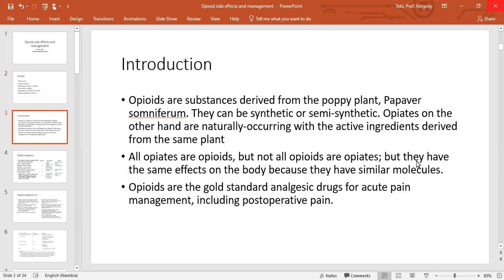All right, by way of introduction, we are familiar with opioids as an institute. They are the gold standard for pain relief in acute pain management, especially post-operative pain. These are substances derived from the poppy plant known as Papaver somniferum. Opiates are different from opioids slightly because opiates are naturally occurring substances, but they are derived from the same plant. On the other hand, opioids can be synthetic or semi-synthetic. So a bit of differentiation is that all opiates are opioids, but not all opioids are opiates. I hope we get that.